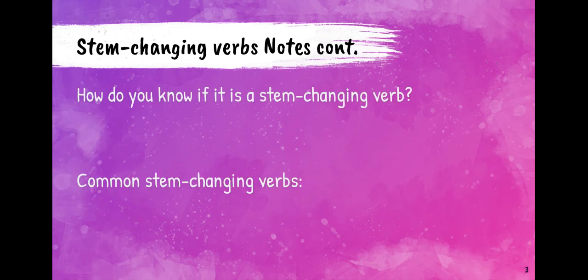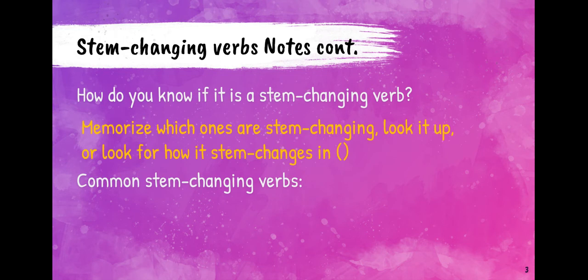So how do you know if it is a stem changing verb? Stem changing verbs have to be memorized because we do not see them every day. Señora will tell you if it's stem changing by putting how it stem changes right after it. If you've noticed on some of our vocabulary words that it has the word and then parentheses and a couple letters, this is why, because those are stem changing verbs. But really memorize which ones are stem changing. You can always look it up. And you can also look for how it stem changes, which is what I do.